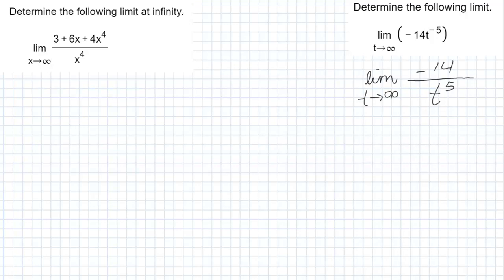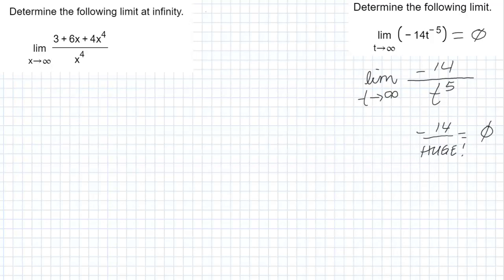So when t goes to infinity, we have negative 14 divided by a huge number, and a negative divided by a positive is going to be negative, and then a finite number divided by a really big number is going to be approaching 0, and 0 is 0, so really we don't need to say negative 0, right? So then we can say that the limit as t goes to infinity of negative 14 t to the negative 5 is equal to 0.